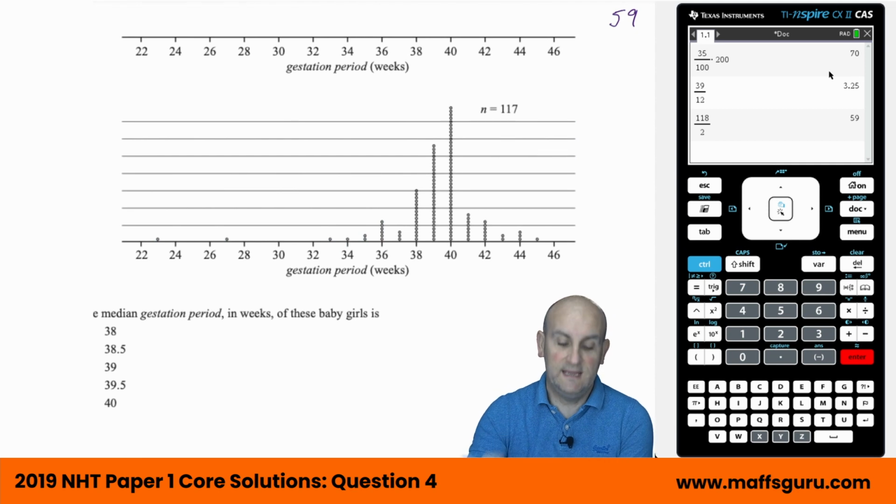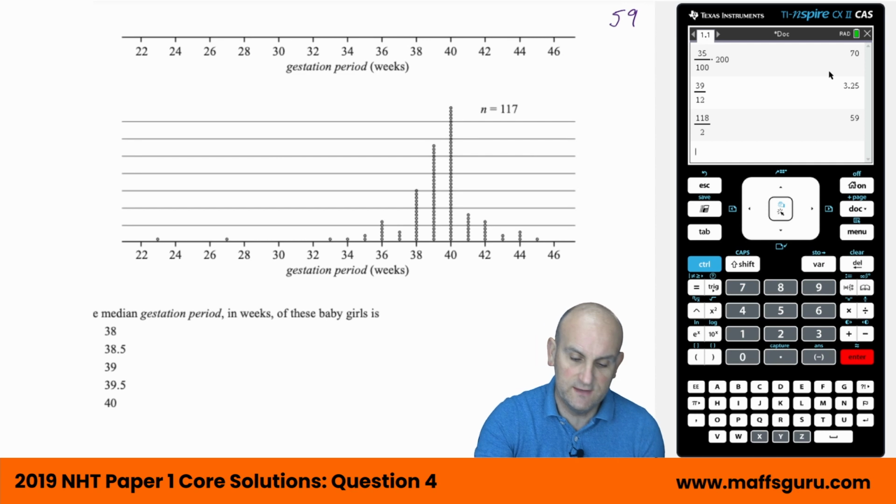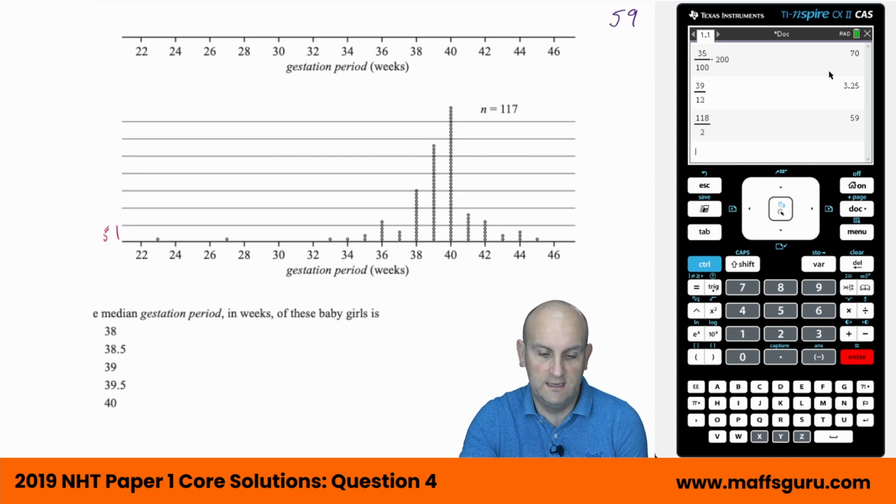Okay, so by zooming in, I need to count the babies. And the good news is, when you zoom in enough, you can tell that each of these spaces here counts for 5 babies. So we were looking for the 59th baby.